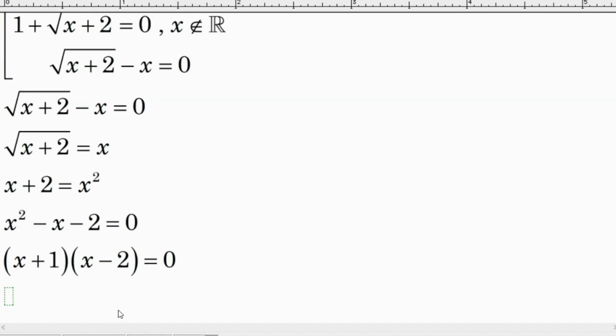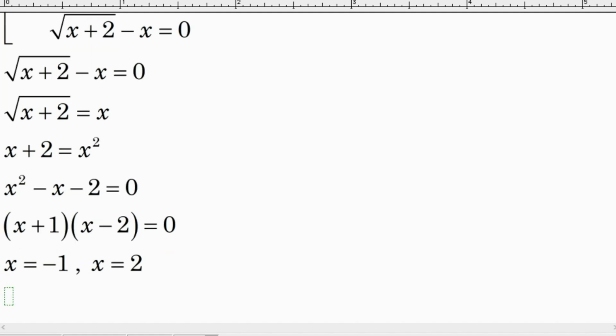Then we set each factor equal to 0. We get x plus 1 equal to 0, so x equals negative 1, and x equals 2. So x equal to negative 1 and x equal to 2 are the roots of the equation. Therefore, we have finished solving this equation and we have found the roots of the equation.